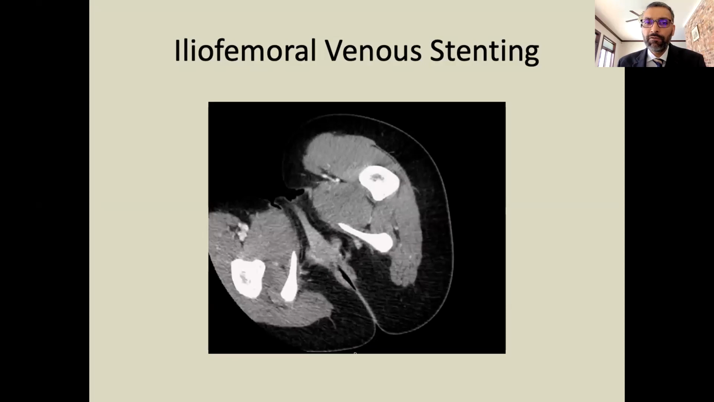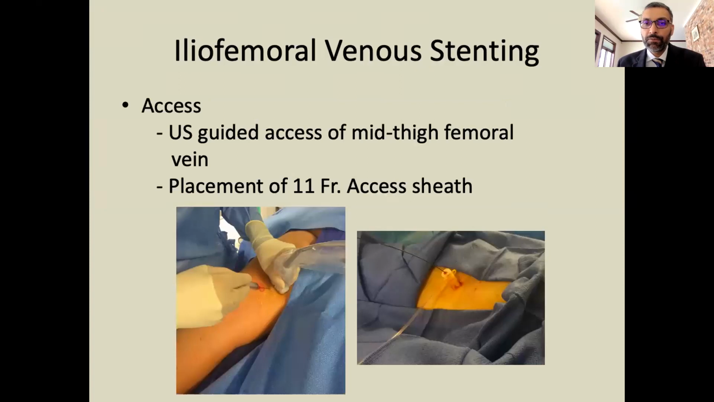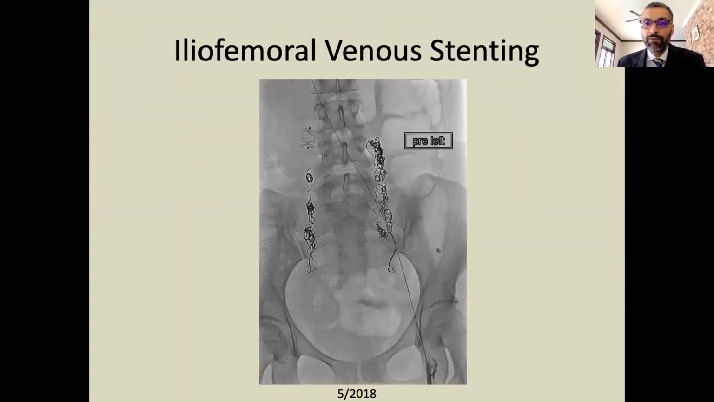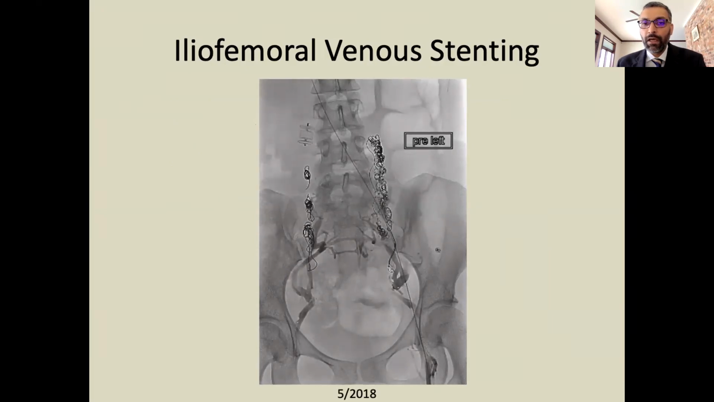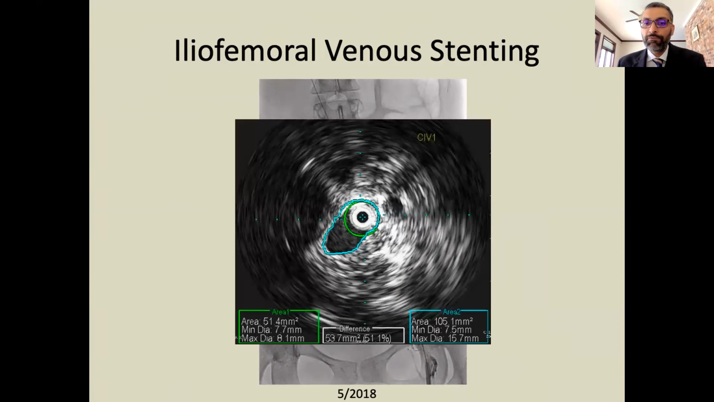So at this point, given how symptomatic she was, we decided to proceed with intervention. Access was obtained in the left mid-thigh femoral vein and an 11 French sheath placed. And this was the left iliac venogram. You'll notice that there is compression of the left common iliac vein. There's pancaking and cross-pelvic filling of collaterals. There isn't really reflux into the pelvic reservoir per se, although there is some axial reflux in the iliac veins. The IVUS demonstrated a common iliac vein of 105 millimeters squared, which is well below the cutoff of 200 millimeters squared that we expect in the common iliac vein.